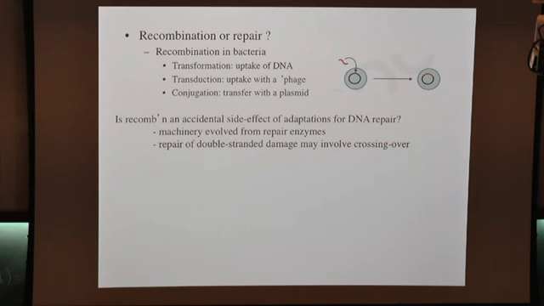Anyway, the point I want to make is that the origin of sex, recombination, haploidy, diploidy, all of that may well have been very much tied up with repair processes. And indeed, the repair of double-stranded damage may involve crossing over as a side effect. So at the origin, it's very murky and unclear.